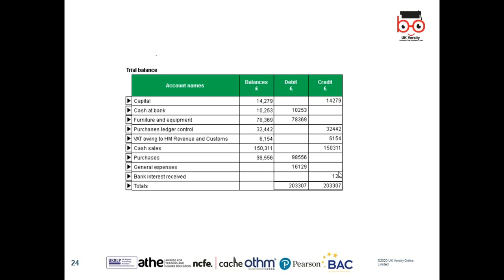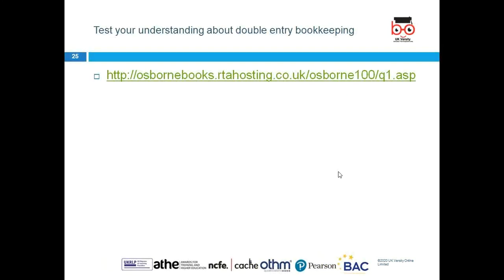So my job, if I'm a bookkeeper, is to prepare up to there. If I'm an accountant, I prepare my final accounts: statement of profit and loss, statement of balance sheet, and statement of cash flows, and the statement of changes in equity if I'm a limited company.